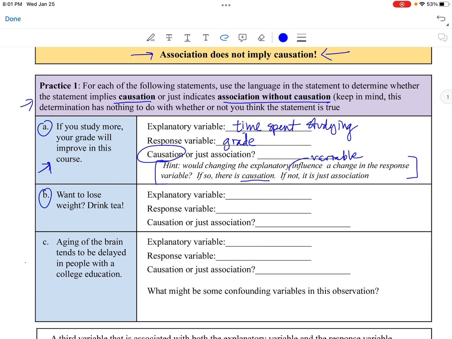The next one: want to lose weight, drink tea. The explanatory variable would be, and I would pause the video, see if you can do these two on your own, take an educated guess. The explanatory variable would be whether you would be drinking tea or the amount of tea you drink, and that would influence your weight, how much weight is lost.